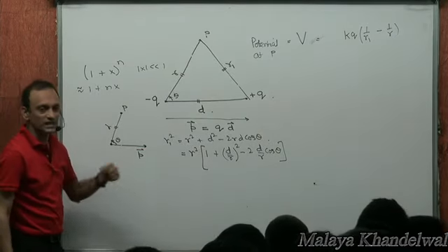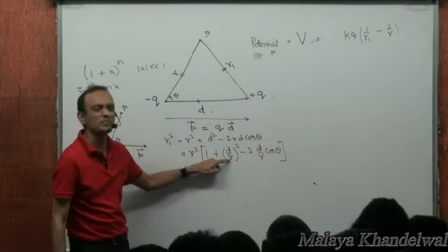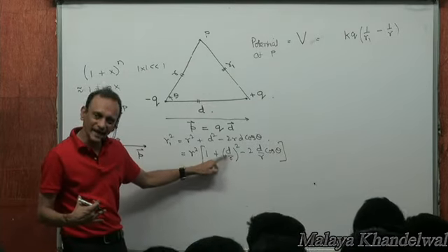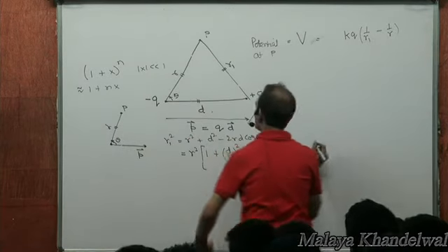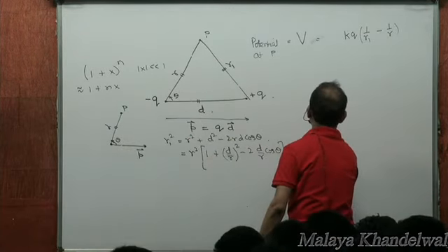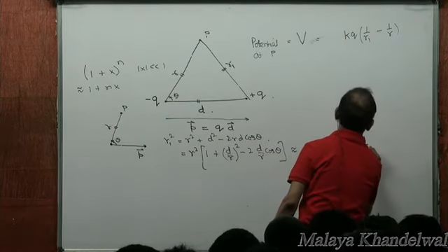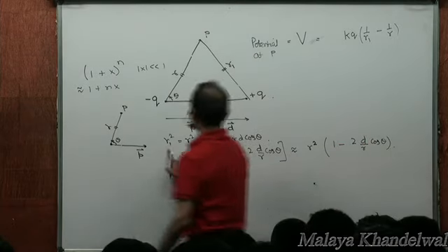Now again, first level of approximation. If d is much smaller compared to r, (d by r) whole squared will be even smaller. I can neglect (d by r) whole squared, right? So the first level of approximation is, this is like r squared into 1 minus 2 d by r cos theta. That's r1 squared.